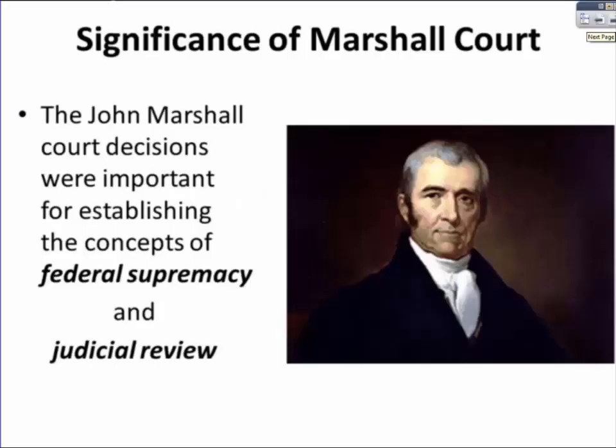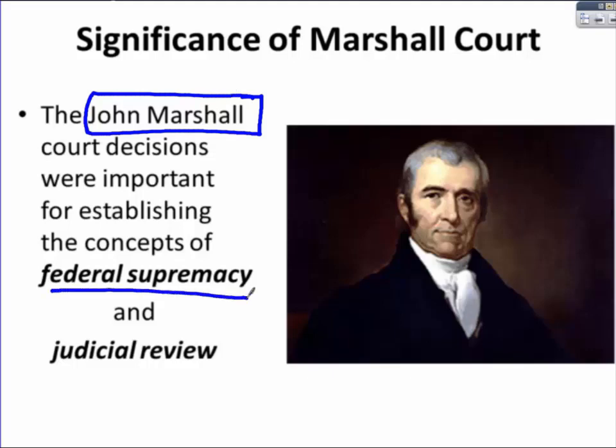Now, the significance of the Marshall Court. John Marshall is a name that you gotta know. One of the most significant judicial figures in the history of the country. His court decisions are important for establishing the concepts of federal supremacy, which would include the McCulloch case and the Gibbons case, as well as judicial review, which is what makes the Marbury versus Madison case so very famous.